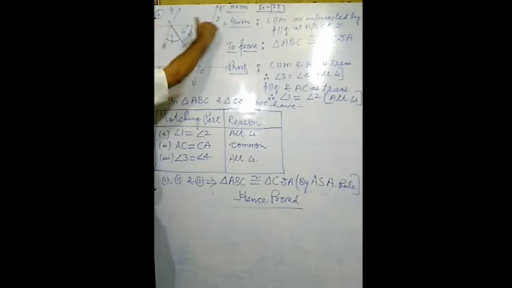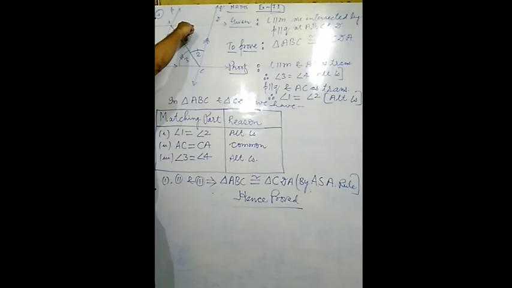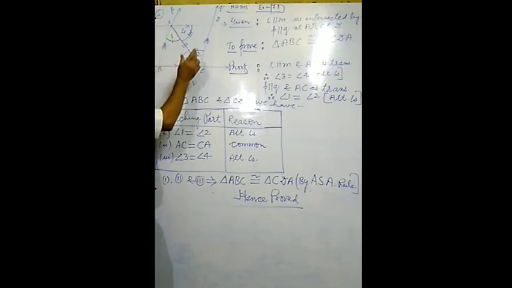See, these two lines are parallel and this one is playing the role of transversal. So angle 3 of the lower triangle will equal angle 4 of the upper triangle. And what reason is there? Both are alternate angles. Now, angle 1 equals angle 2, this AC is common, and this angle 3 equals angle 4. Now, 3 matching parts are there.